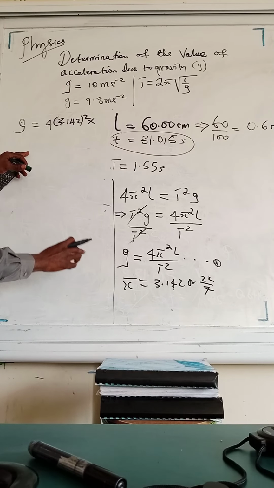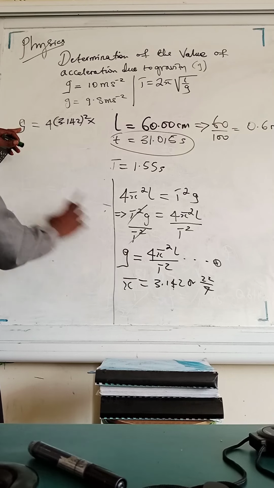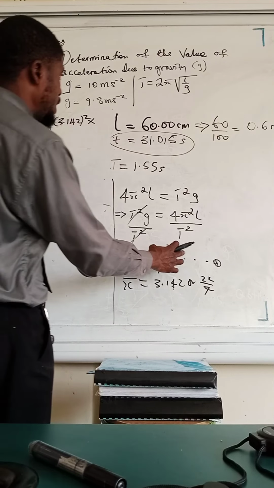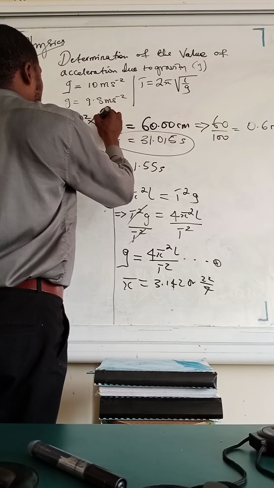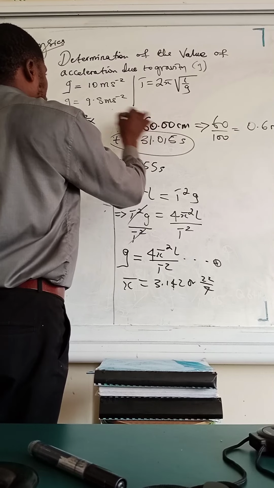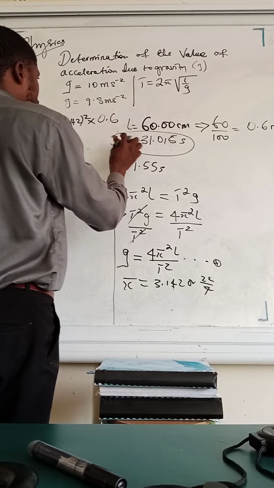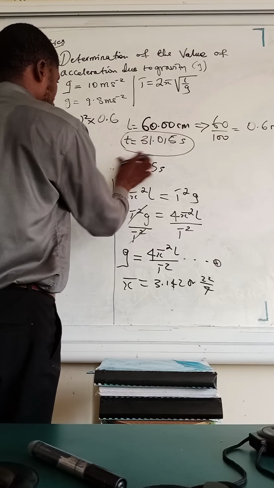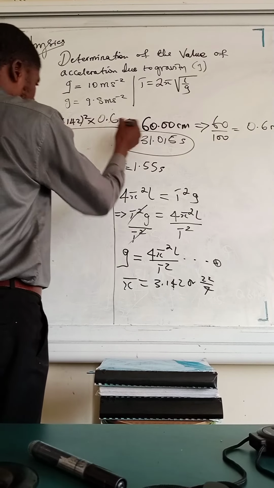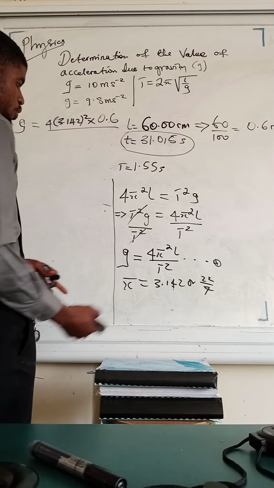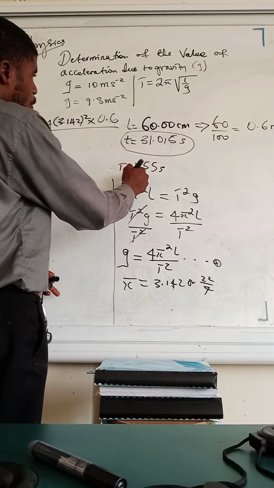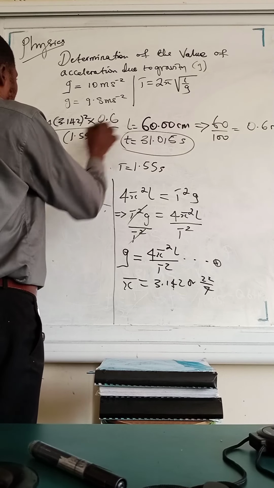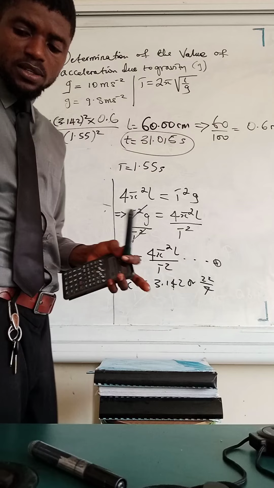So you have your G to be here and your 4 to be here. Your pi is 3.142 square times L. Your L is 0.6, divided by what? T square. What is your T square? Your T is 1.55, so divided by 1.55, you square this value. So if we evaluate correctly, what do we have?